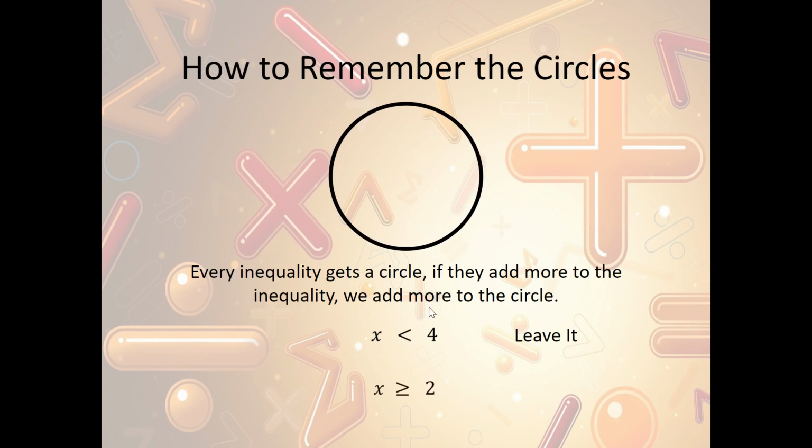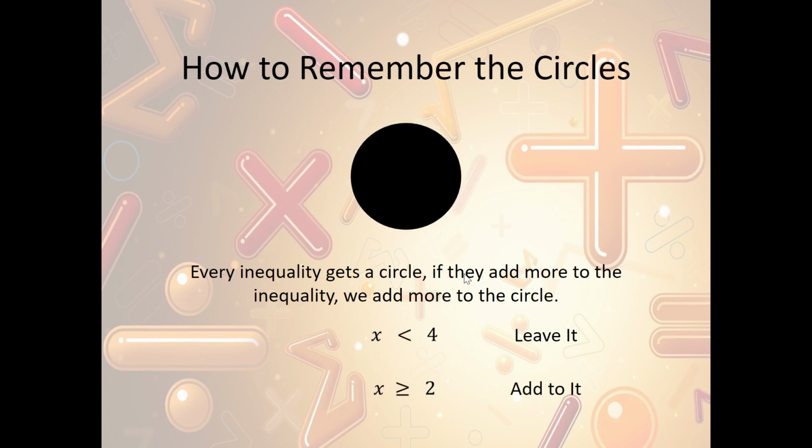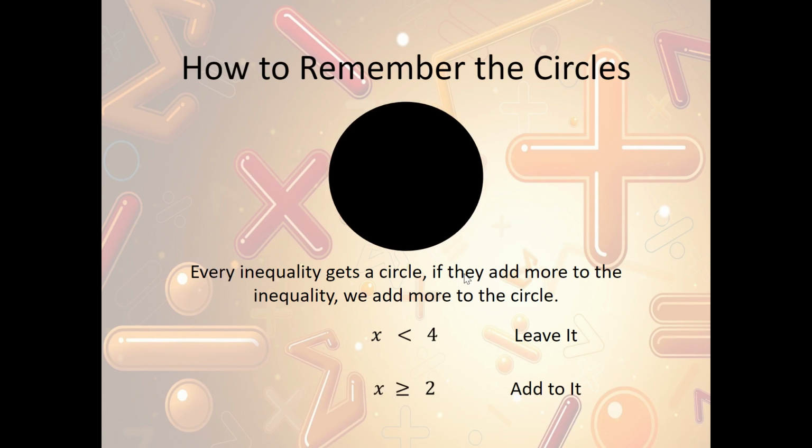Now, if they add something to it, for instance, this one says x is greater than or equal to 2. If they add the bar underneath, if they add something extra, we add to it as well and shade the circle in. So now we know that if there's no bar, we leave it as an open circle. If there is a bar, if they add something extra, we add something extra also and fill it in.